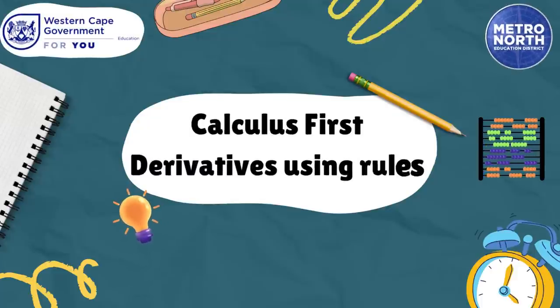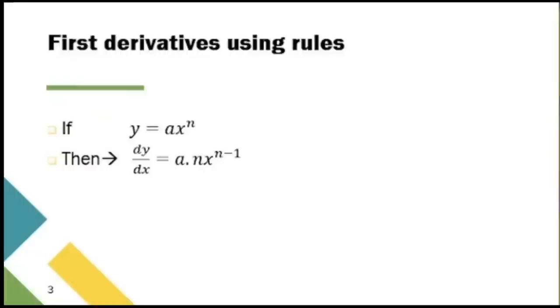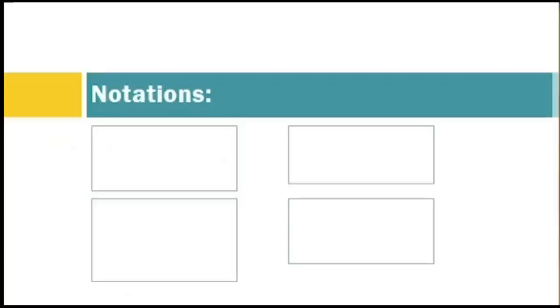When we are determining the first derivatives by using the rules, if they give me y equals a times x to the power of n, then the first derivative, dy over dx, will be an times x to the power of n minus 1. Very important in this section, grade 12, is our notation. If they give me f(x) equals 4x to the power of 3, then my first derivative, f prime x, equals 12x to the power of 2. How did I get that? 3 times 4 is 12, 3 minus 1 is 2. Please remember this is called f prime x.